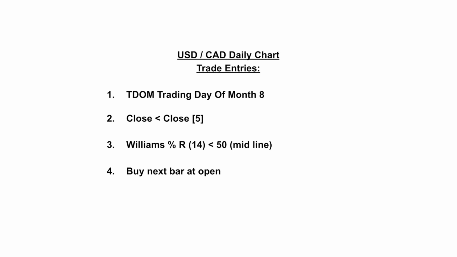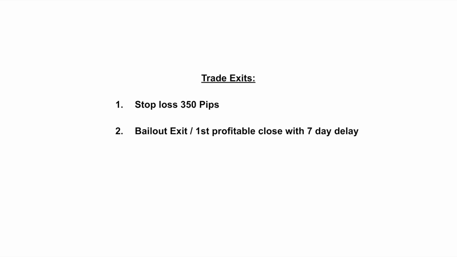And I'll show you some examples on the chart in just a second. Looking at the exits, we have a stop loss of 350 pips. That's just a fixed pip stop. And number 2, we're using our bailout exit, or our first profitable close, but with a 7-day delay.